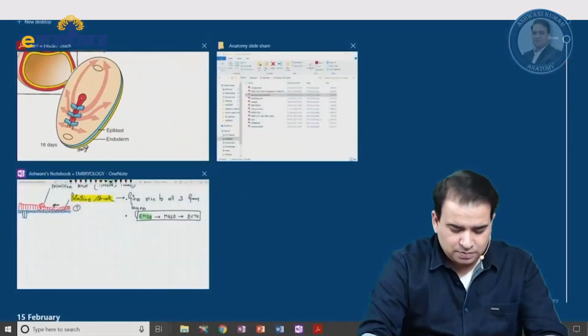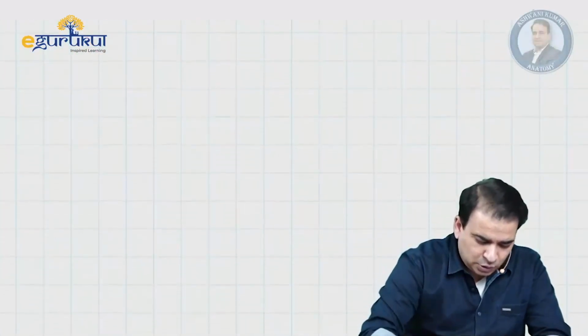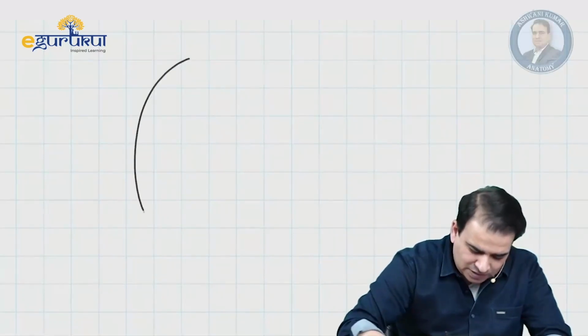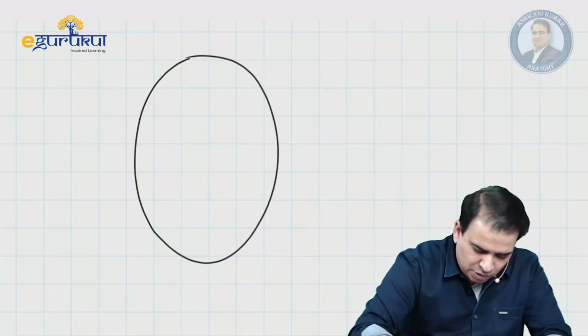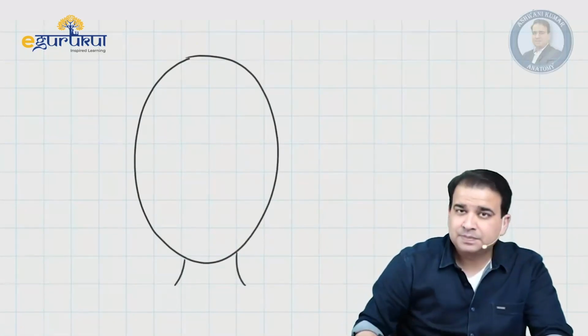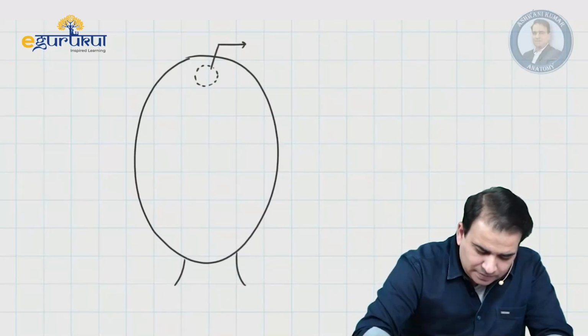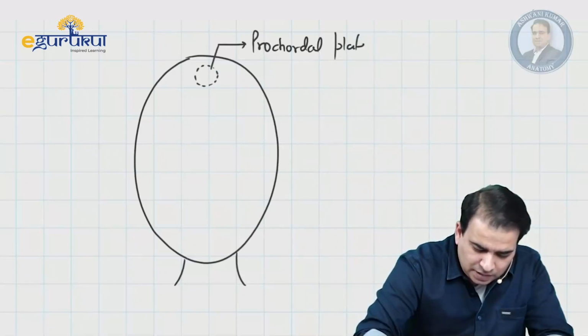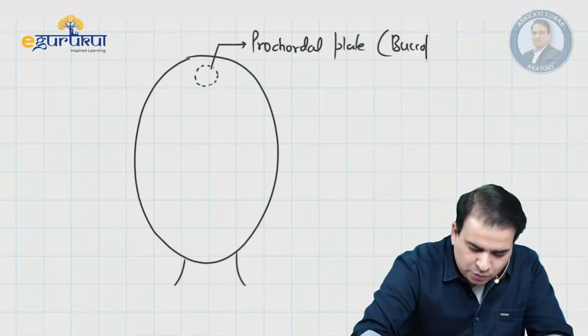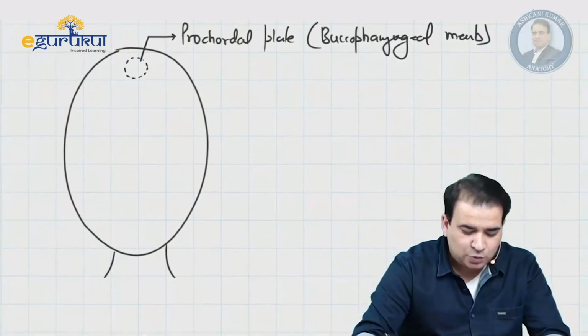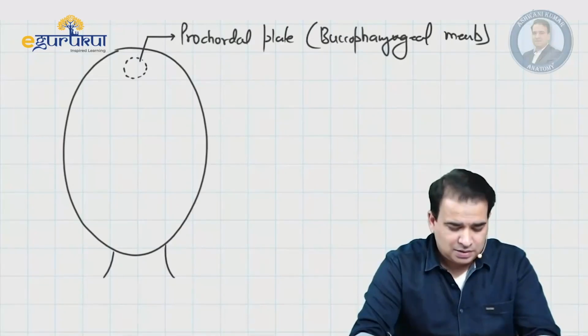So coming back to the notes, if you're seeing the embryonic plate from the top, the same view guys, that's the view. That is an embryonic plate, you're seeing it from the top, right? Here is the procaudal plate, let's say. This is the procaudal plate, which will give rise to the buccopharyngeal membrane. Obviously this buccopharyngeal membrane has nothing to do with the buccopharyngeal fascia. This buccopharyngeal membrane, it's an embryonic membrane.